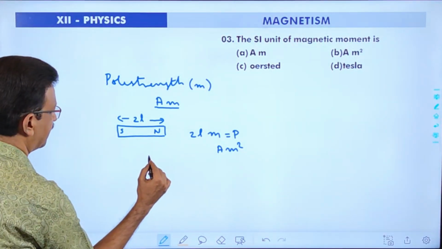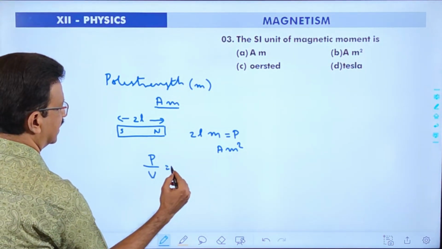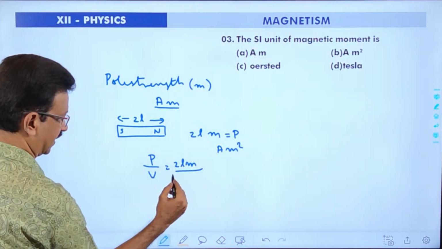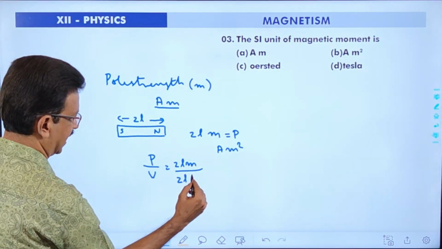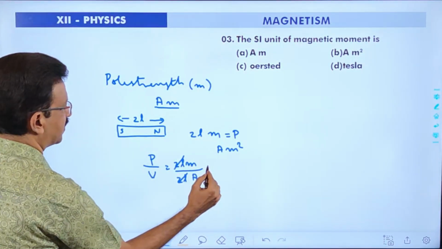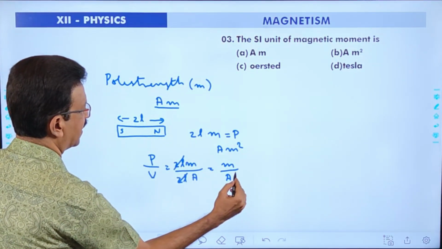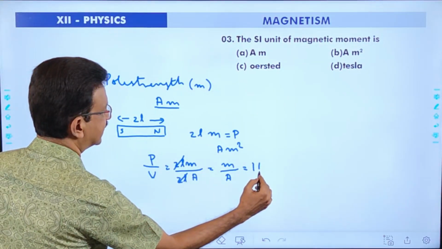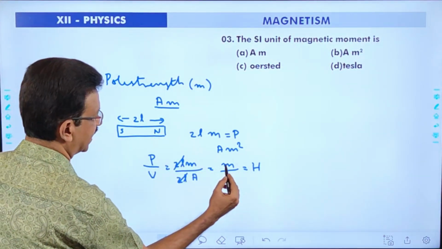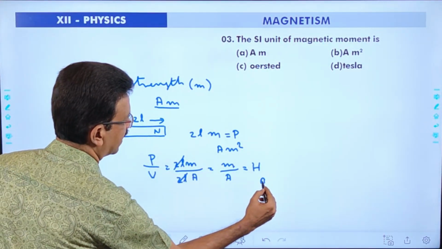Now, the magnetic moment per unit volume, that is 2Lm divided by, instead of volume, the length of the bar magnet and the cross-sectional area. 2L cancels. Then pole strength divided by area. This is called intensity of magnetization, and it has the unit ampere meter divided by meter square, ampere per meter.